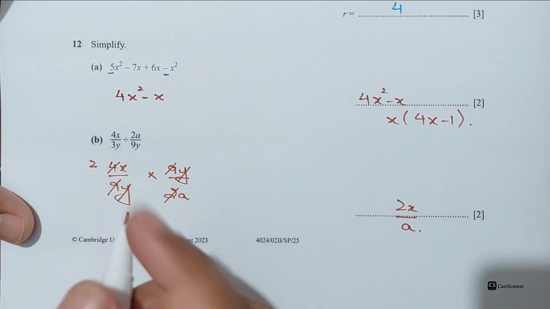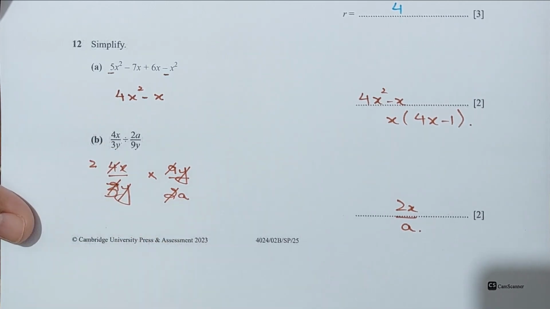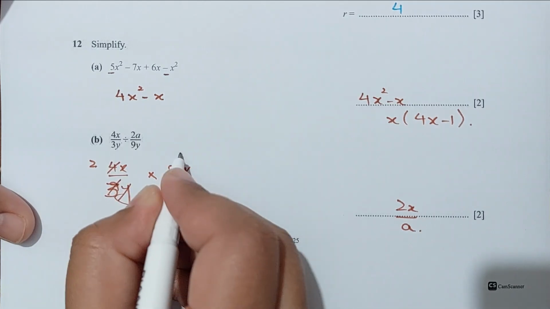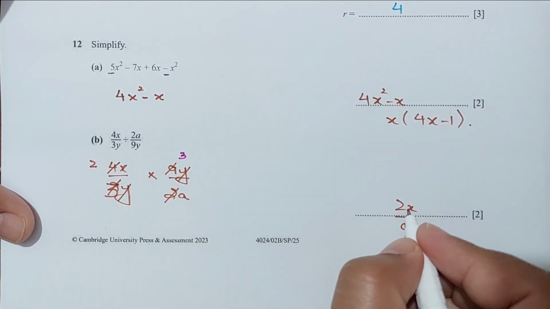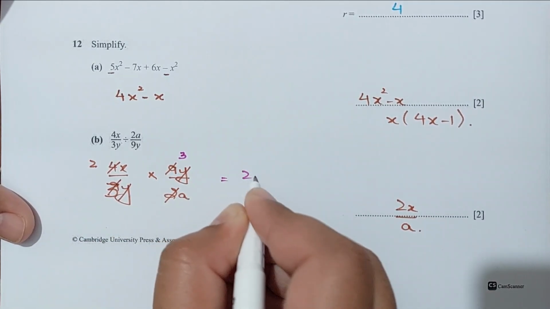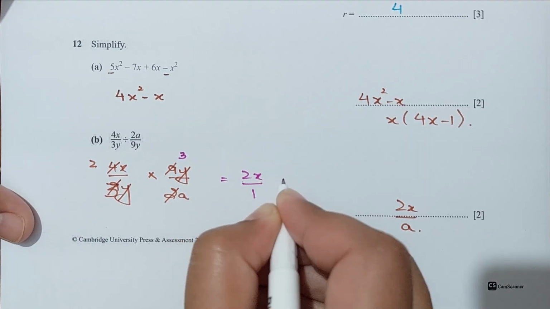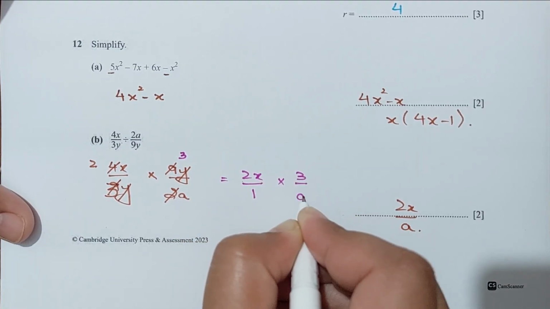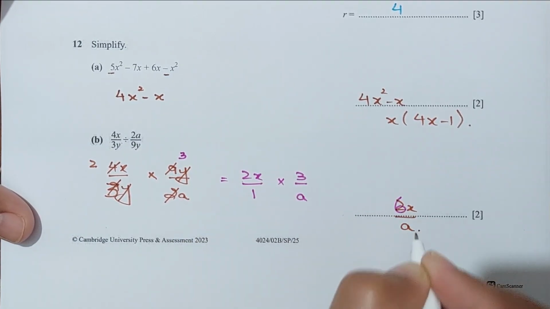Wait a second, I messed up, it's 3, not 9. 3 times 3 is 9. Now it is times by 3. So 2x over 1 times 3 over a. So 2 times 3 would be 6x over a.